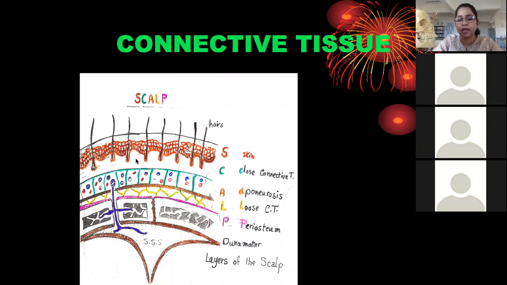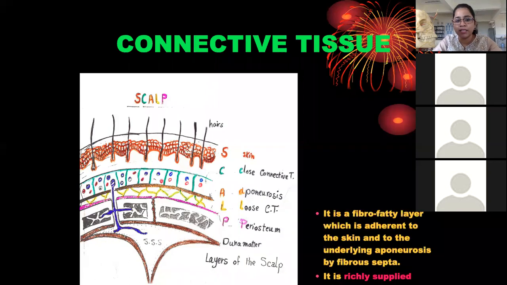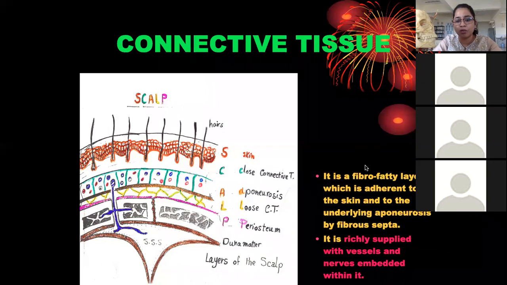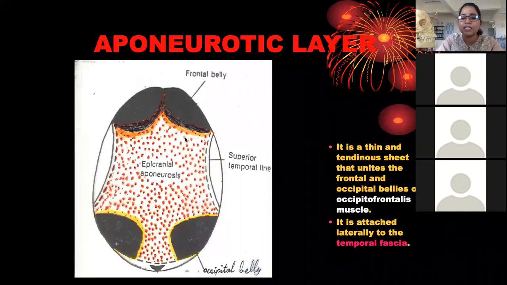Now let's see the next layer, which is a very important layer, that is aponeurosis. Before going to that, we'll just read out what is written here. It is a fibrofatty tissue which is adherent to the skin and to the underlying aponeurosis by the fibrous septa. Okay, a lot of fibrous septa are there between these two layers. It is richly supplied with vessels and nerves embedded within it. Okay, so the next layer is called the aponeurotic layer.